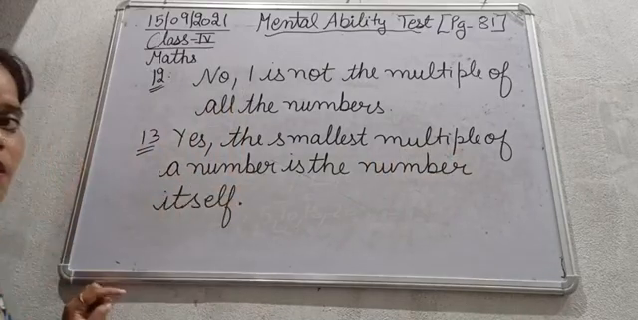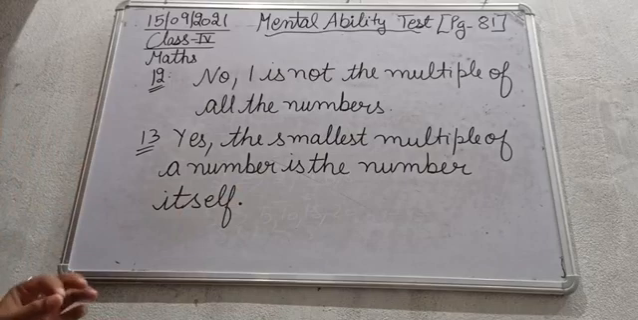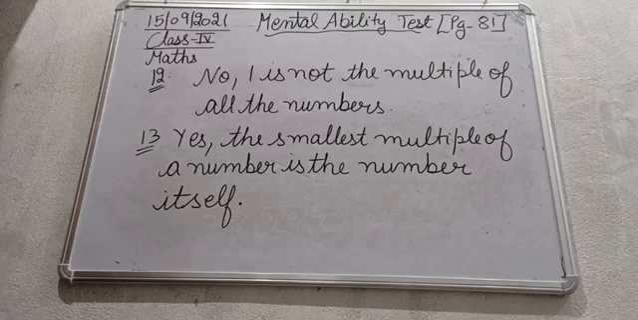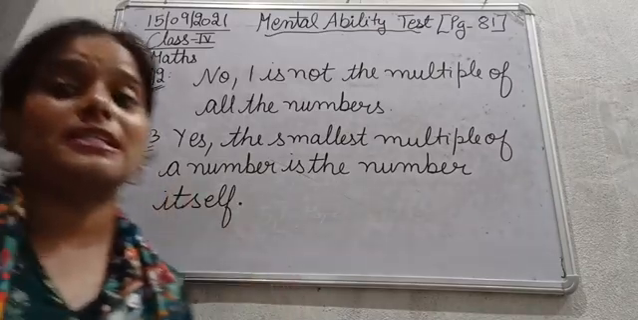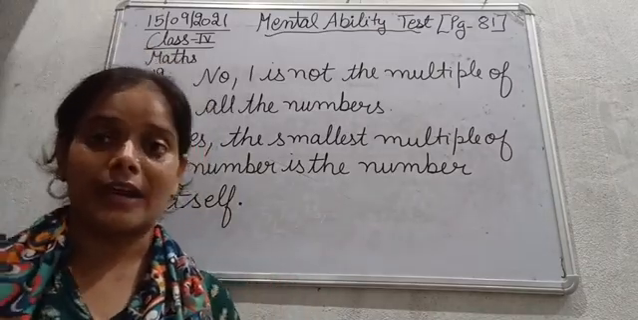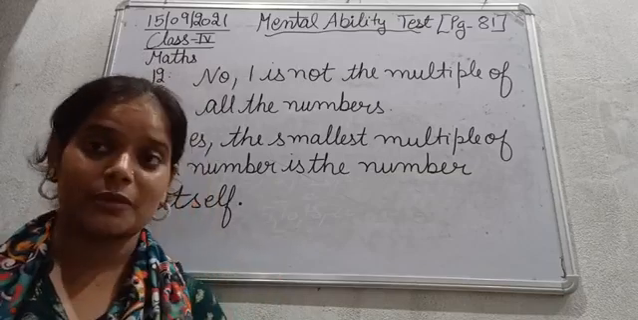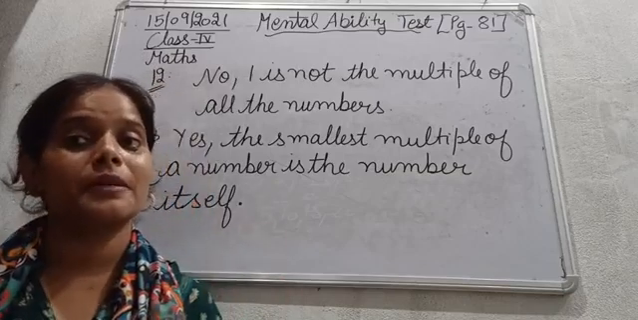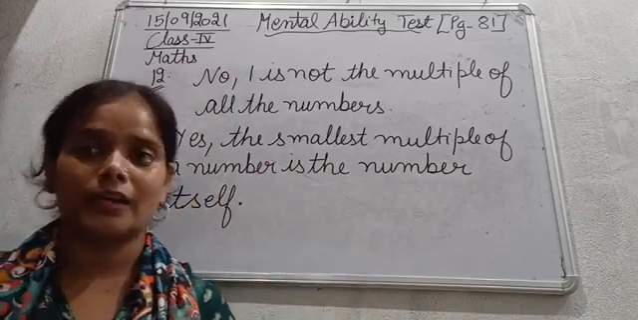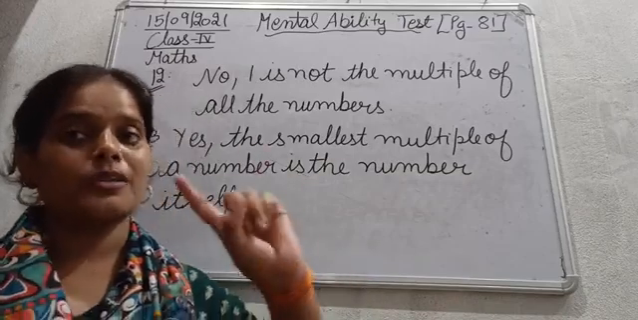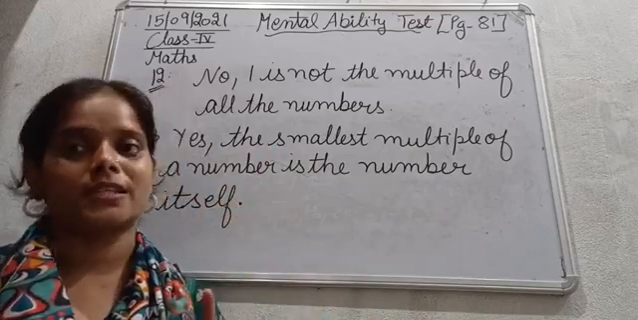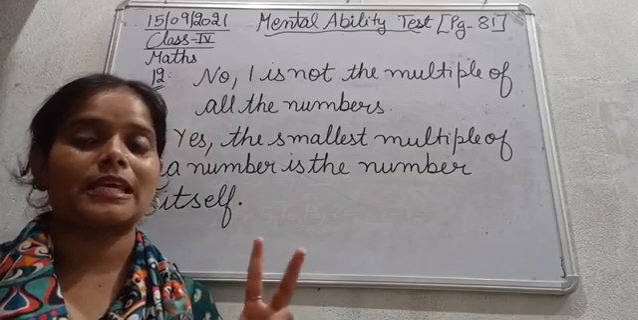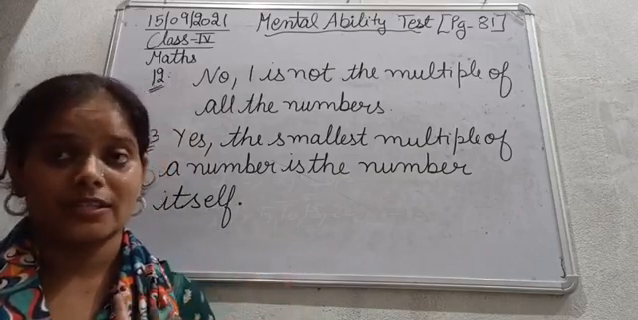Okay, so yes, the smallest multiple of any number is the number itself. And if you talk about the factor, then the number itself is the biggest factor. So if we talk about the factors of a number, it is its own biggest factor. And if you talk about the multiple, then the number is the smallest multiple and the biggest factor of itself. Just remember this. A number is always the biggest factor of itself and always the smallest multiple of itself. This is just vice versa in the case of multiples and factors.